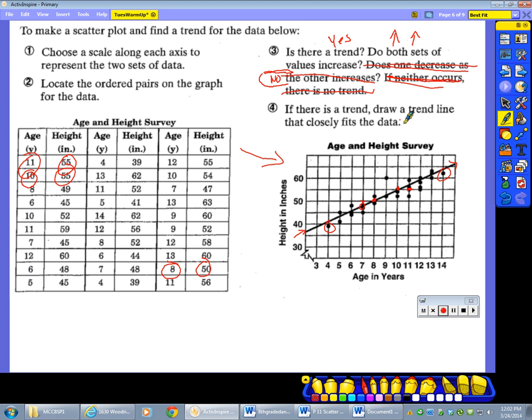Alright, if there's a trend, draw a trend line that closely fits the data. You see this one is already drawn for you. The trend line closely fits that data. It's kind of in the middle of all the data.